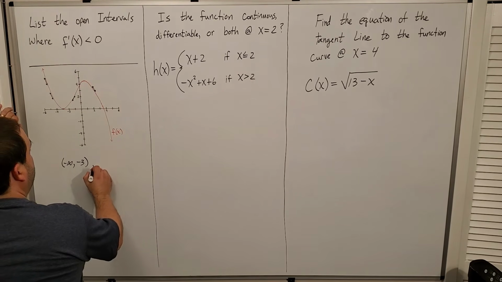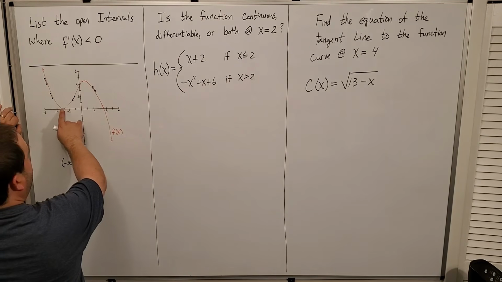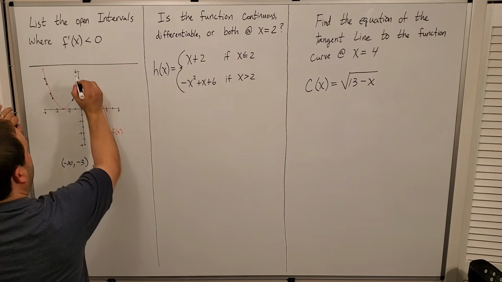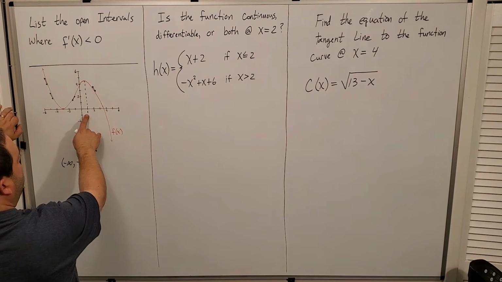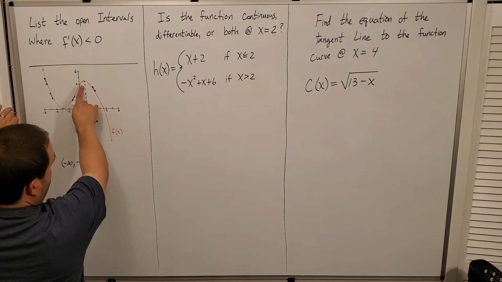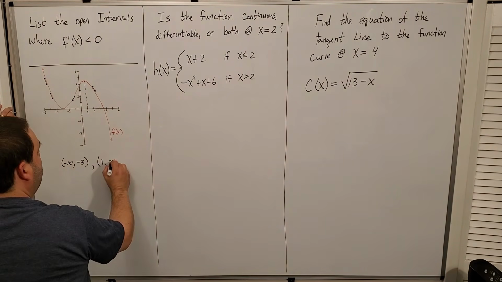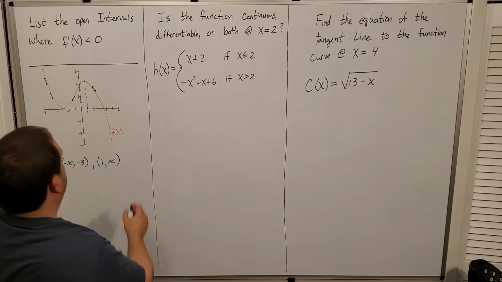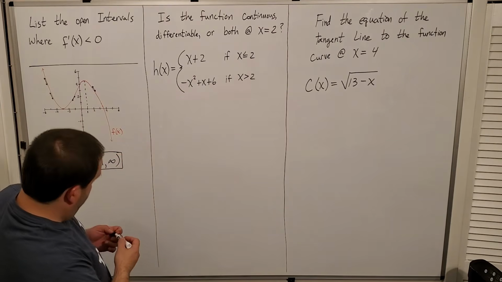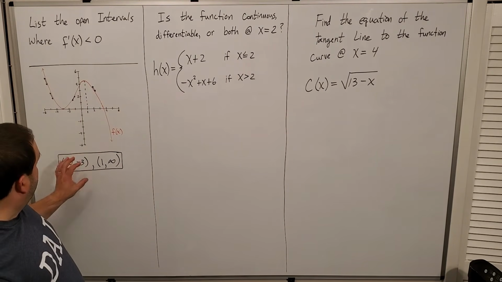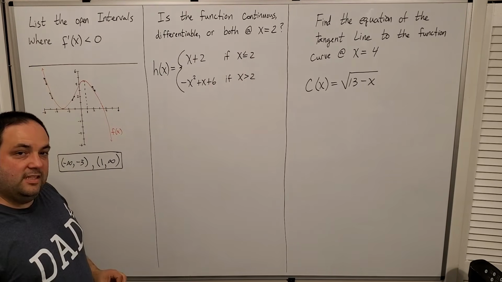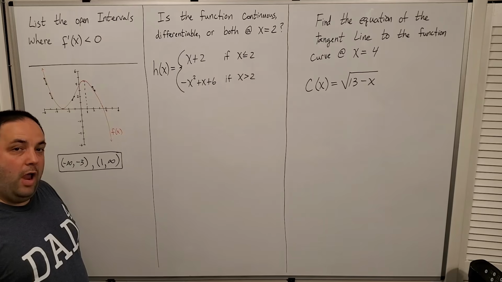So that would be negative infinity to -3. And then it goes up, up, up, and notice right here at 1, it goes from 1, and then it stays negative on out, so to infinity. So these are the intervals where the derivative is less than 0 for this particular graph.